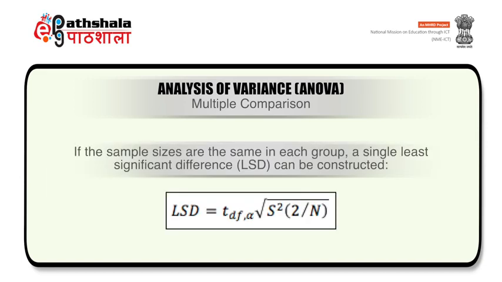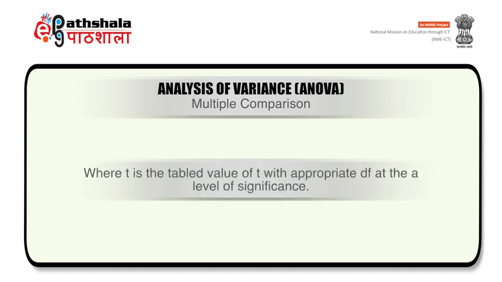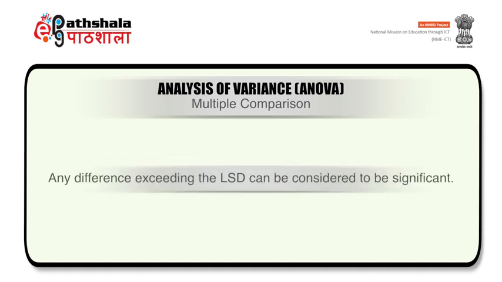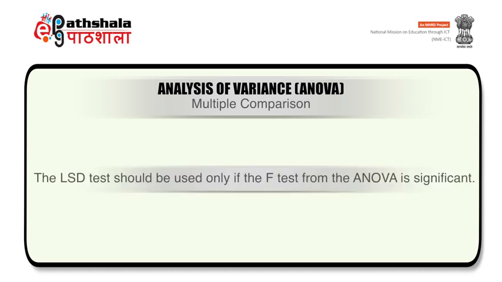If the sample sizes are the same in each age group, a single least significant difference, referred to as LSD, can be constructed with the help of the equation that you are seeing on the screen, where t is the tabled value of t with the appropriate df at the level of significance. Any difference exceeding the least significant difference, read as LSD, can be considered to be significant. The LSD test should be used only if the F test from the ANOVA is significant.